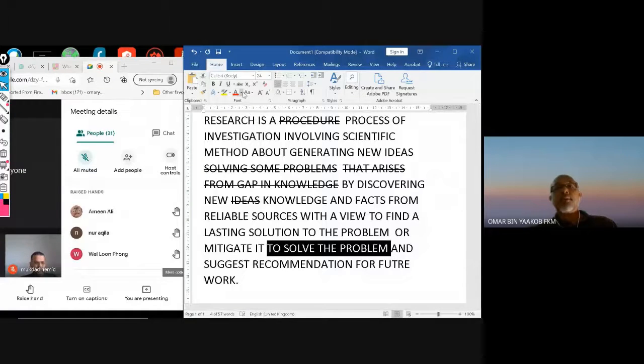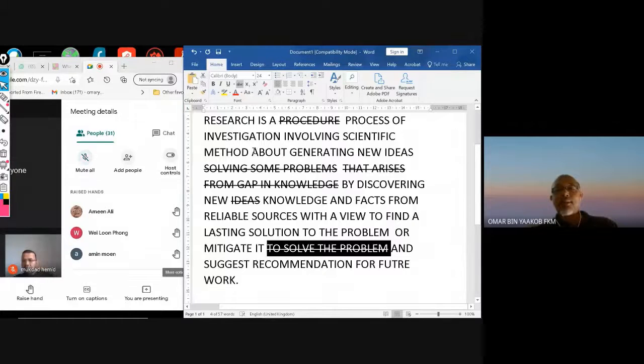Okay, because otherwise it's repeating. About generating new ideas by discovering new ideas, I think it's not correct. You have to accept either one only: about generating new ideas from reliable sources, or about discovering new knowledge and facts. Which one would you accept? This one is open first. Anybody want to say anything about this?